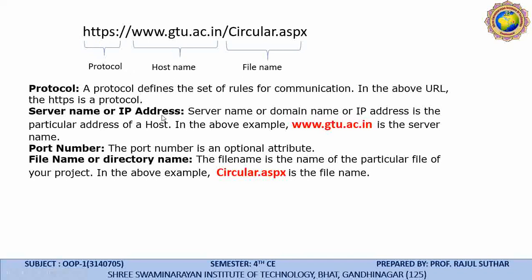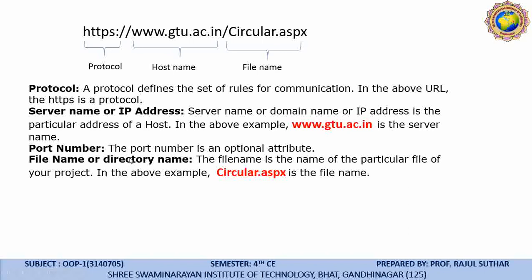Server name or IP address means the domain name or IP address is the particular address of a host where we want to go. So this is the server name, gtu.ac.in. You have retrieved the circular.aspx. So this is the directory, and this file is located at a server of GTU. In this example, www.gtu.ac.in is a server name.